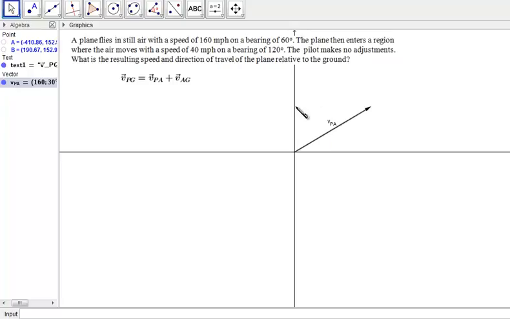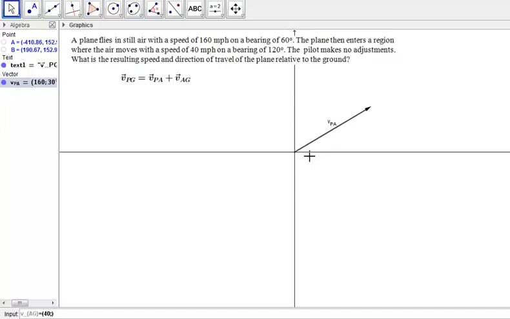Well, this bearing is 60 degrees. It's 60 degrees from north. Just that to enter the values, the angles in Geogebra, we have to specify it from the positive x direction, counterclockwise. So that's the velocity of the plane relative to the air. We also need the velocity of the air relative to the ground. That has a velocity of 40 miles per hour and a bearing of 120. So a bearing of 120 is somewhere over here.